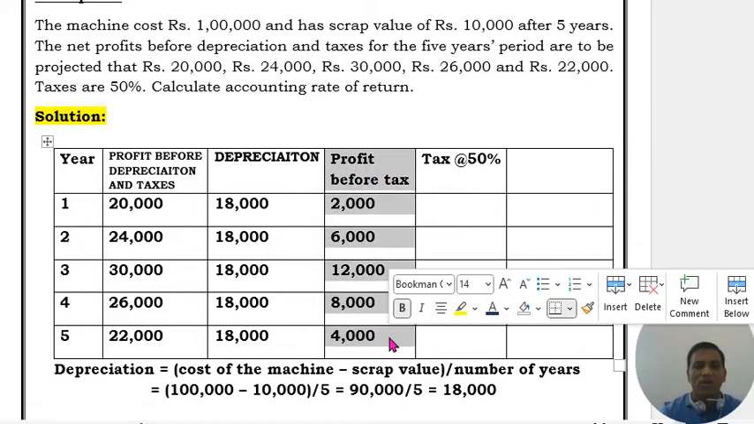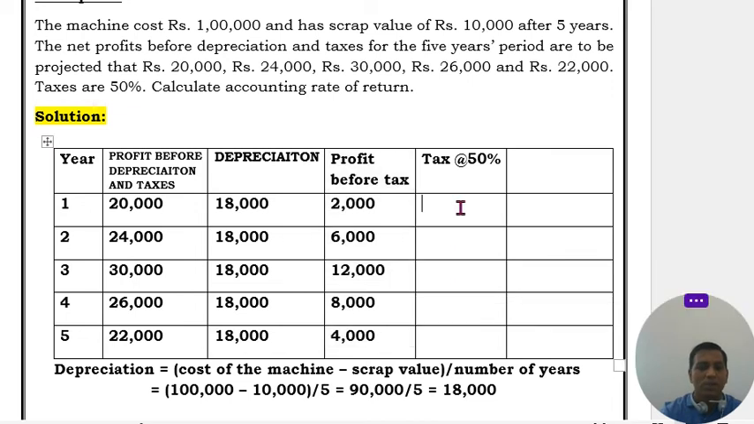This value you have to calculate tax 50%. 50% on 2,000, 1,000. 50% on 6,000, that is 3,000. 50% on 12,000, that is 6,000. 50% on 8,000, that is 4,000. 50% on 4,000, that is 2,000. That is the tax at the rate of 50%.